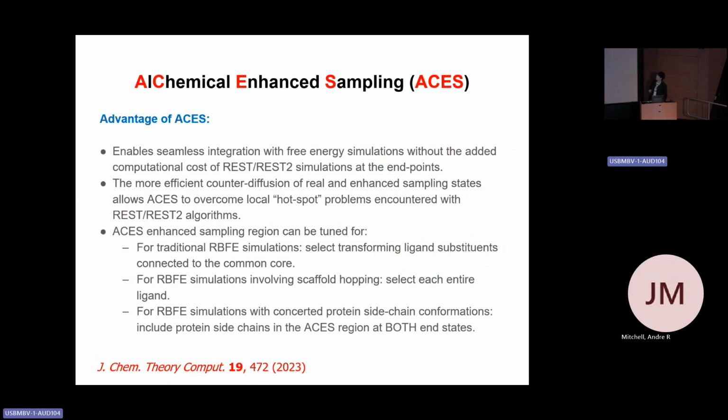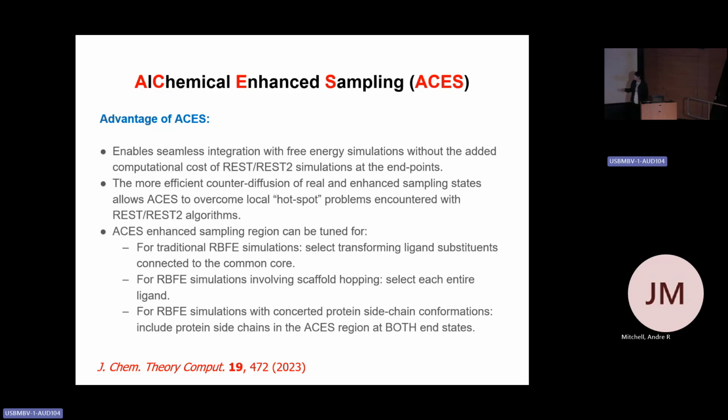Now, these are the advantages of the ACES method. It enables seamless integration with free energy simulations, and the more efficient enhanced sampling allows ACES to overcome some local hotspot problems if you select the correct enhanced sampling regions. The enhanced sampling region is also very flexible. For your traditional RBFE calculations, you select the common scaffold as the common core region, which does not change during the alchemical transformation, and you put the different R groups or fragments into the soft core regions.